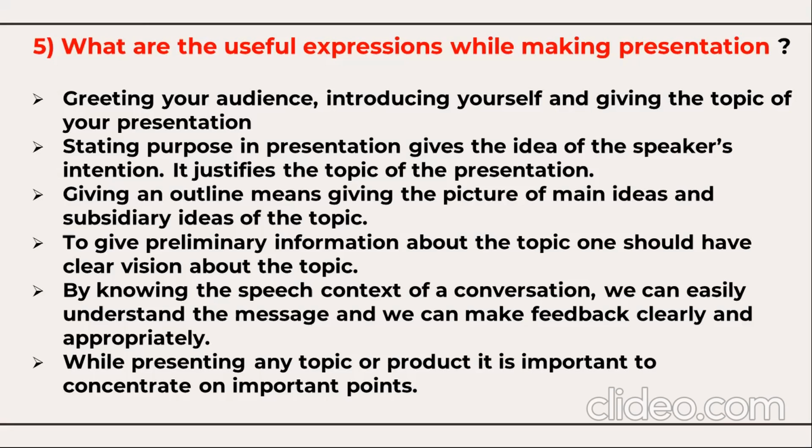Third one, give an outline. That means giving the picture of the main idea and subsidiary ideas of the topic. Give a gist in the beginning, objective as well as gist. To give preliminary information about the topic, one should have a clear vision about the topic. Go thoroughly about the topic. Have a clear vision. By knowing the speech context of a conversation, we can easily understand the message and we can give feedback clearly and appropriately.